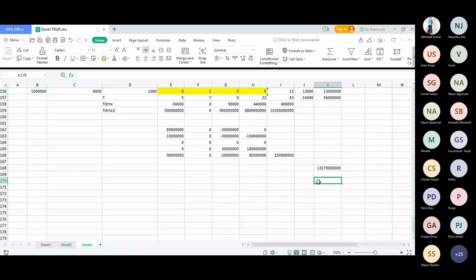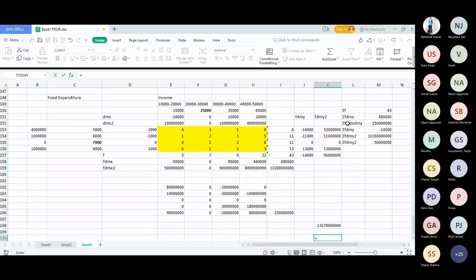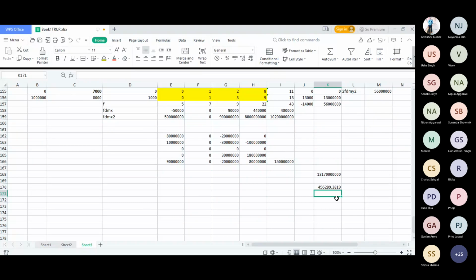Now comes the denominator. The first part of the denominator is sigma f into summation of f dmx square, minus summation of f dmx whole square, and we have to make the complete thing under root, so raised to the power 0.5. So this becomes your first part of the denominator.